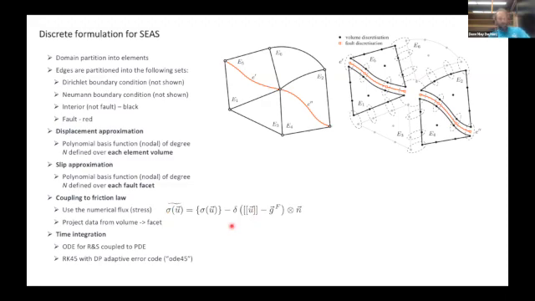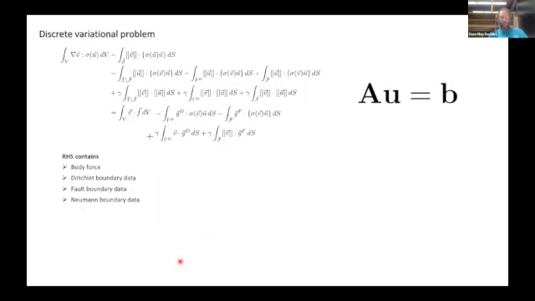For the time integration, we use an explicit, an ODE formulation coupling the rate and state equations to the displacement, the PDE, and we integrate those with explicit RK45 with the Dormand-Prince adaptive error control. So this is like ode45 from MATLAB.